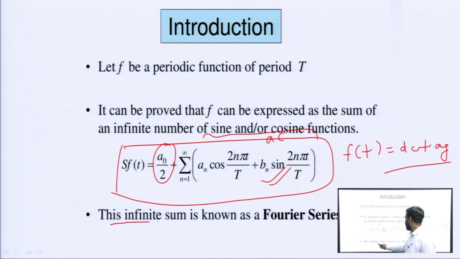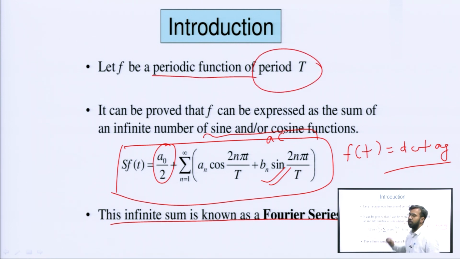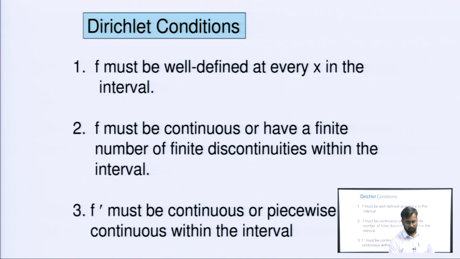So, this infinite sum is known as Fourier series. What is the condition we have to remember? The period should be T; it must be a periodic function. Now, as I told you initially, any signal you want to represent in the form of Fourier series must satisfy two to three conditions. We will discuss these conditions here.